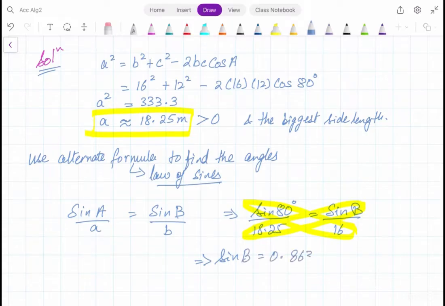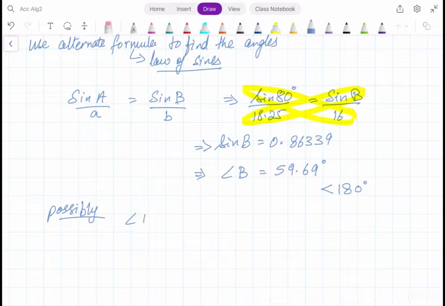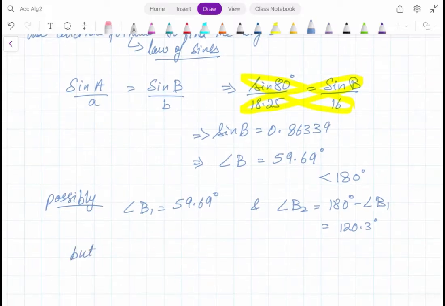sine B is equal to 0.863, and after that we can take the inverse. So if you take the inverse, angle B will be 59.69 degrees. Now, because it is less than 180 degrees, there can be another alternative angle as well. So let's say possibly the angle B1 is 59.69 degrees. Then B2, the other alternate angle, could be 120.3 degrees.